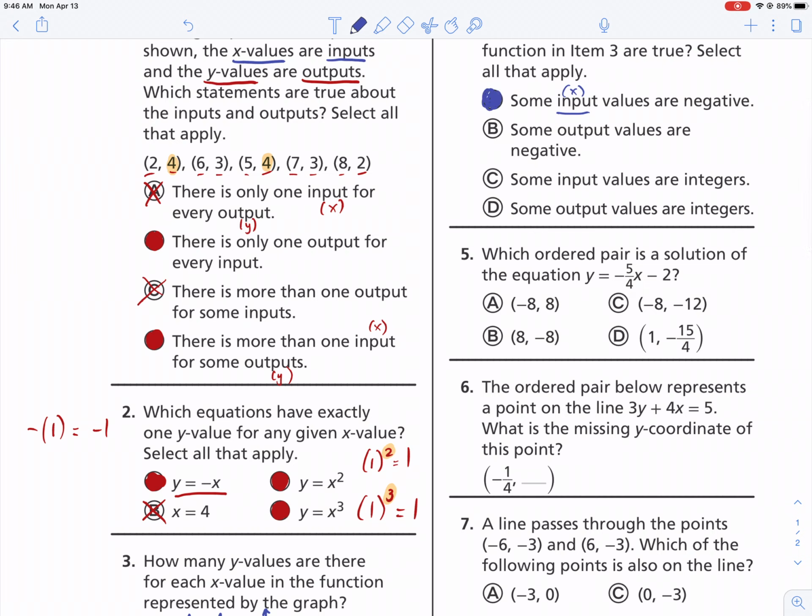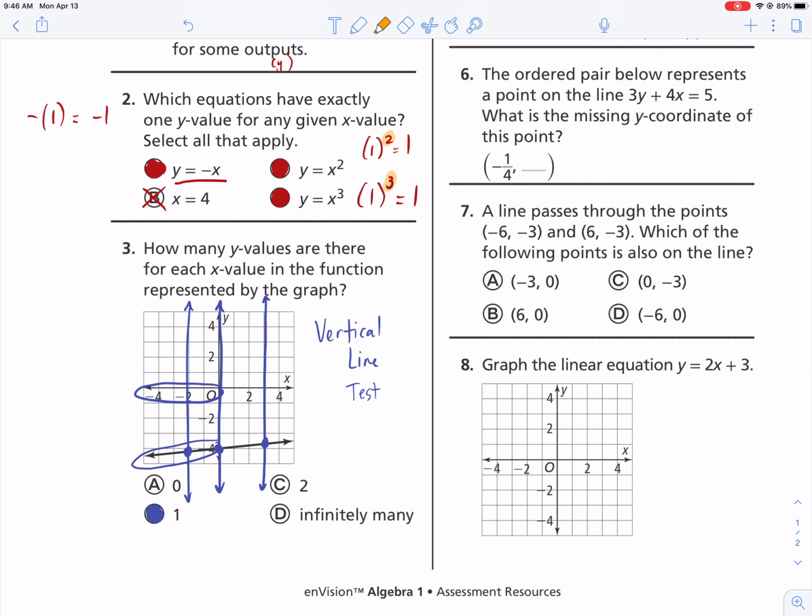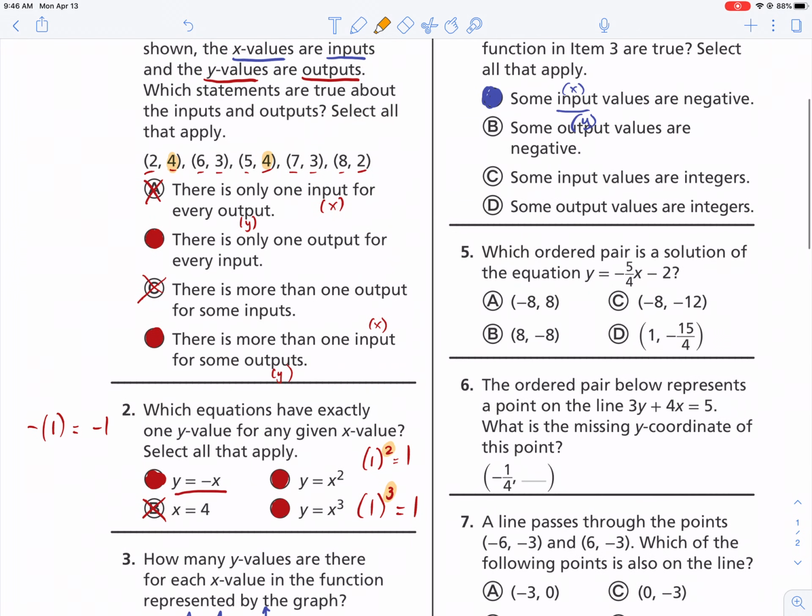Then I'm going to go to B. Some output values are negative. That's what we mean by y. Are there any y values that are negative? Well, if you look, our line is as if it was underwater. All of our values are actually negative. So it does say some, which is not the best wording, but we know for sure that at least some of them are negative. Eventually it would go up to the top if we were to continue that line.